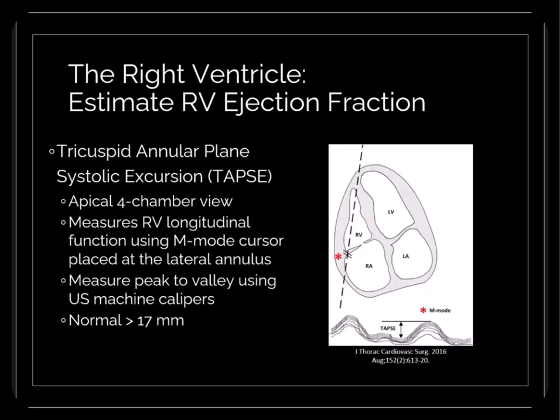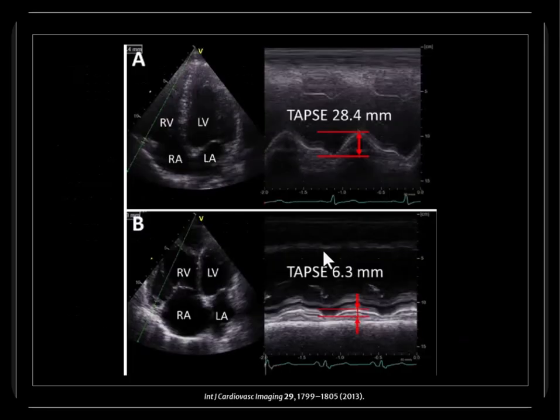So how do you perform TAPSE? TAPSE is performed in the apical four-chamber view. You'll take your M-mode cursor and you'll put that spike over the tricuspid annulus over on this lateral side of the right ventricle. And you'll tap M-mode again and get a recording of the movement of these structures over time. You're going to measure peak to valley using those ultrasound machine calipers, and a normal measurement is considered to be greater than 17 millimeters.